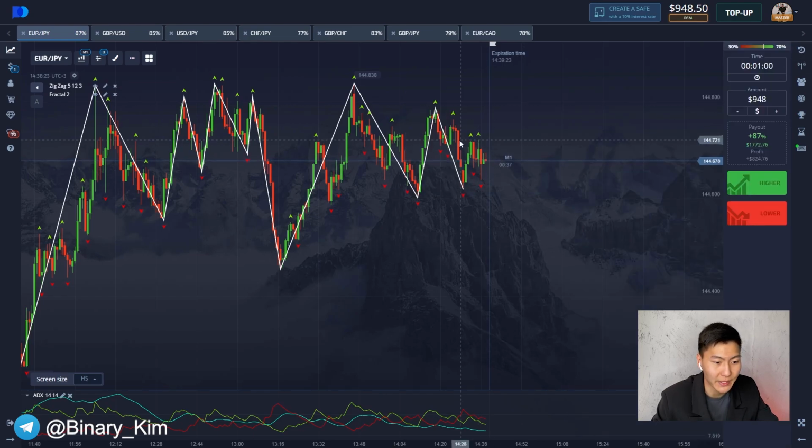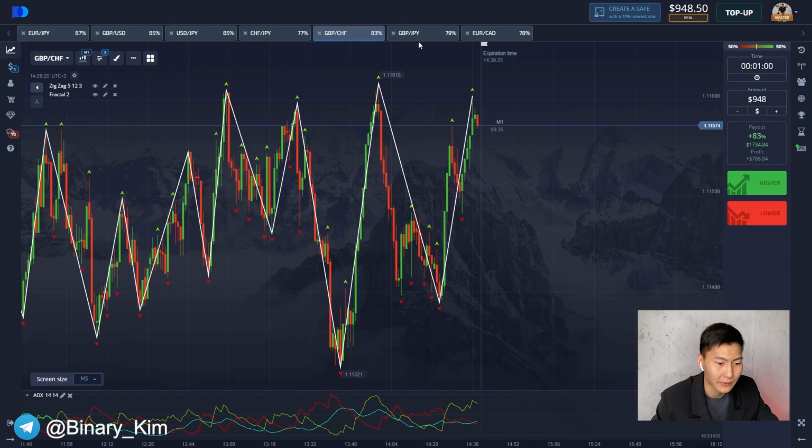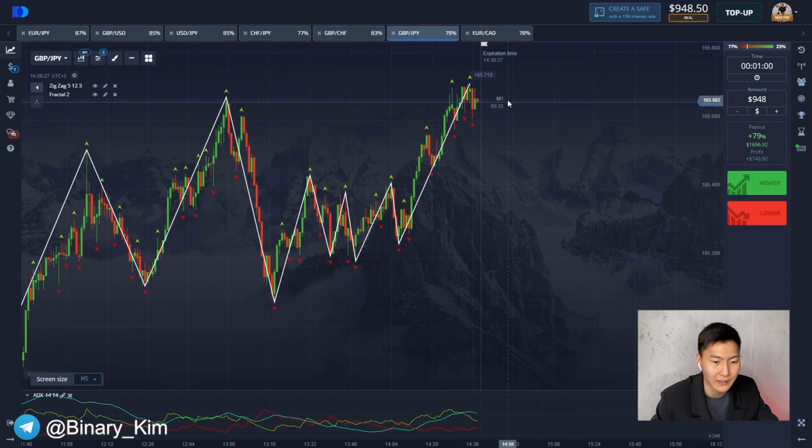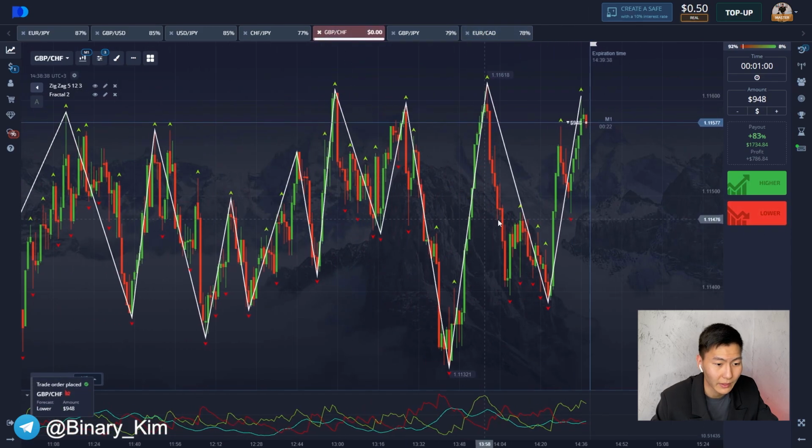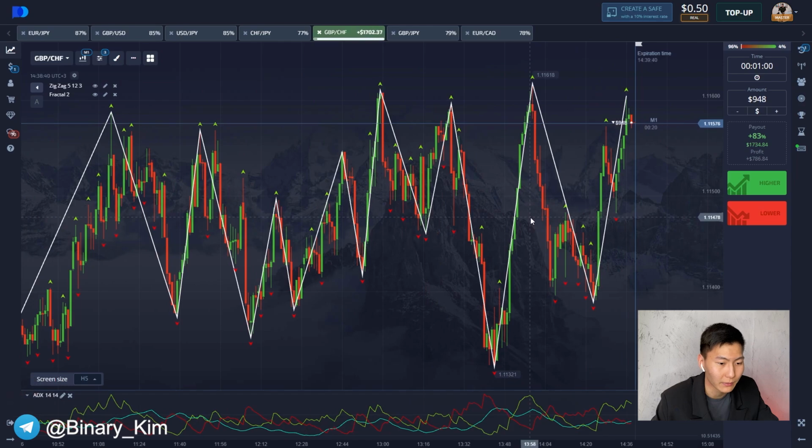There are almost $1,000 on the balance. There is no stopping here. Let's pick another currency pair. Let's continue analyzing. I see good trade entry for a short.